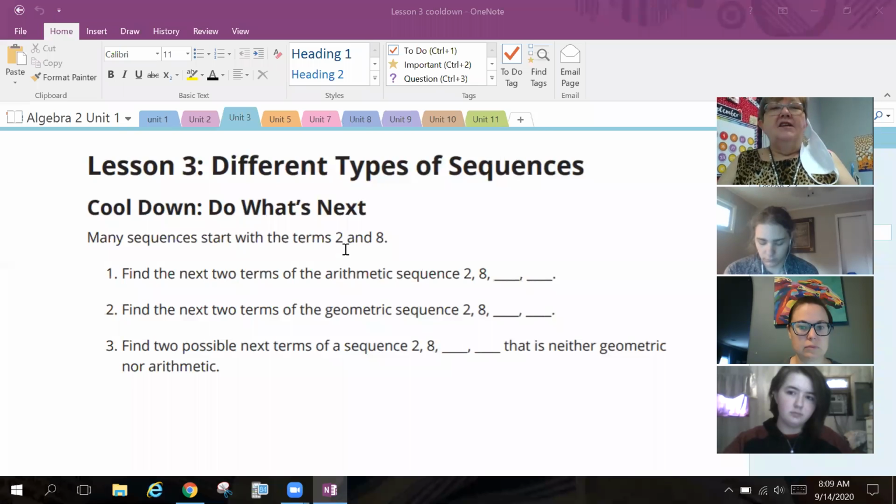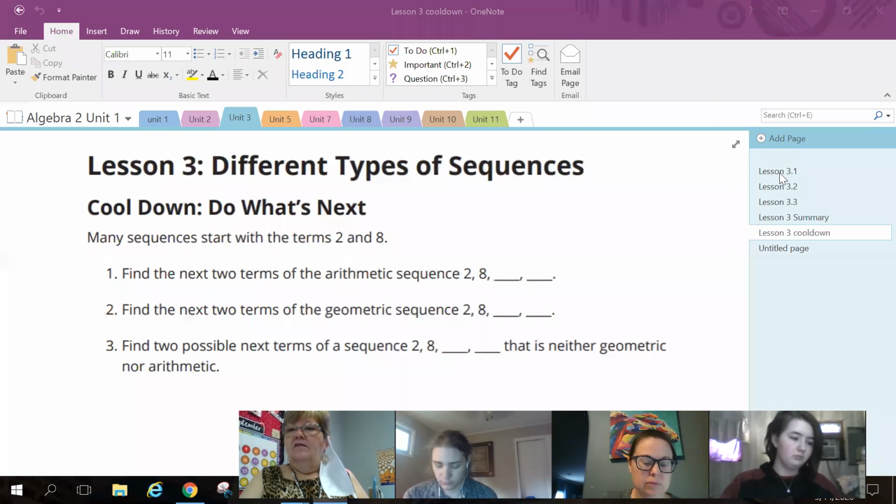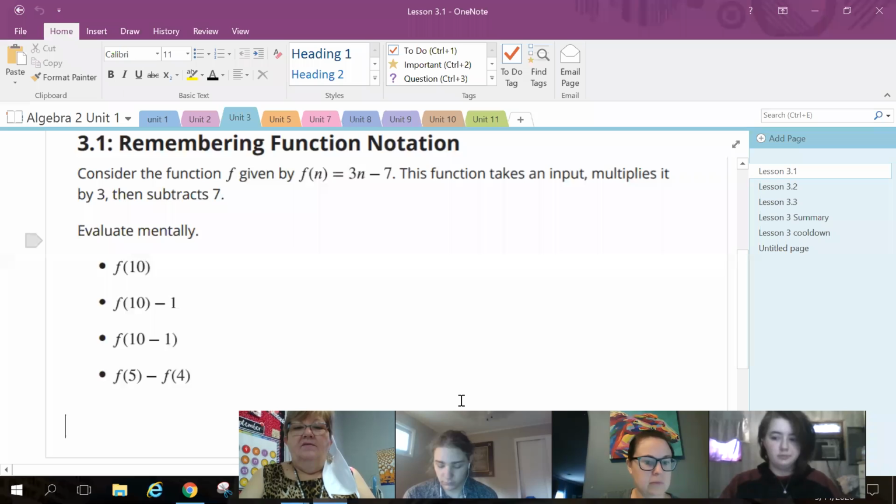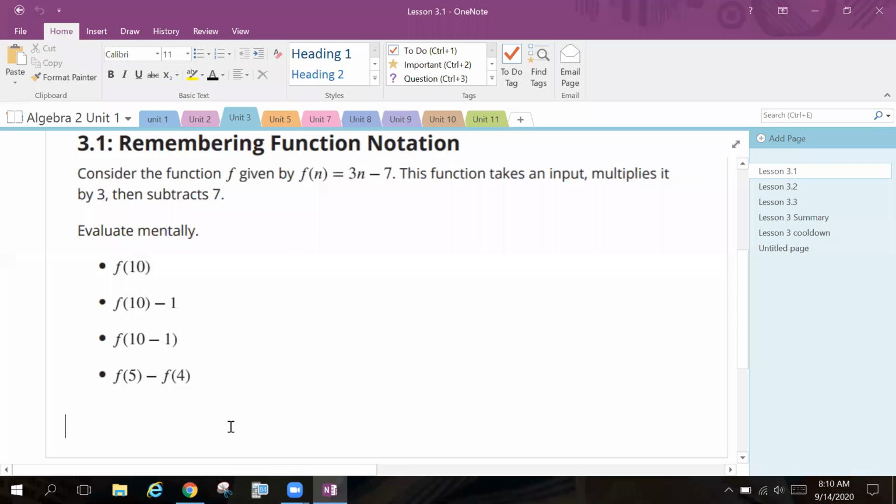Okay, so we are still talking about sequences, and now we're going to talk about how we know the difference between them, the arithmetic and the geometric. Okay, so wait, that's the cool down. That's not what I want. This is what I want. But this whole lesson, again, is we're going to be able to determine how to identify the different sequences. What would they look like?